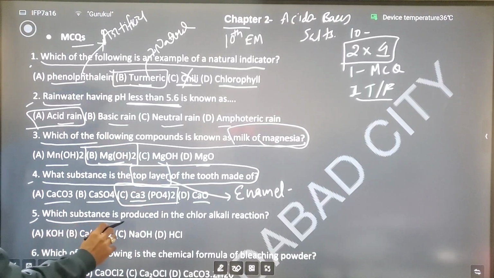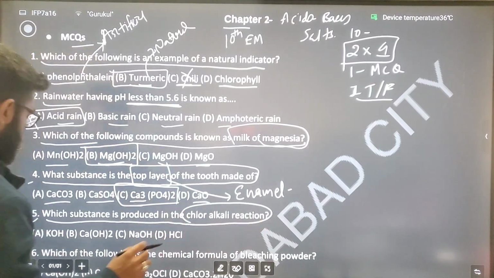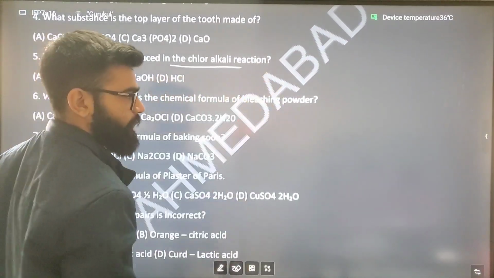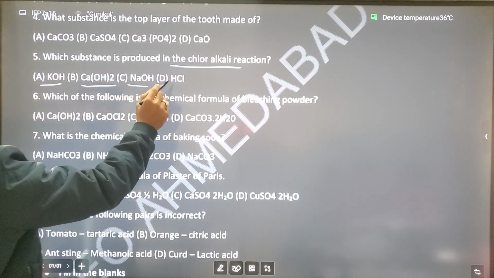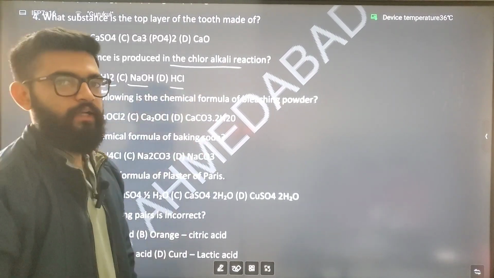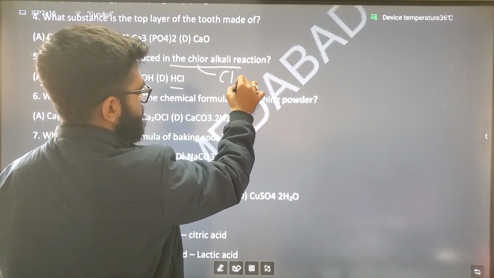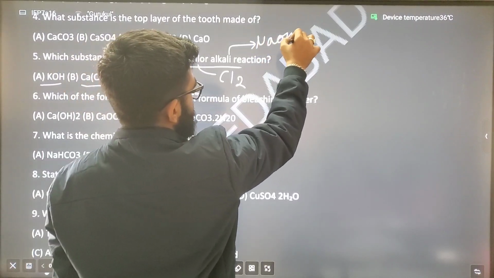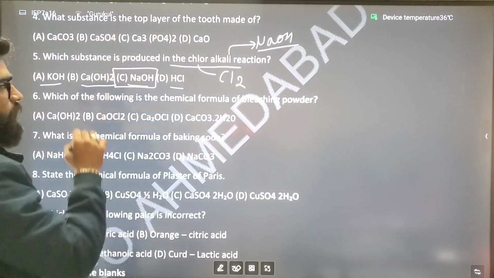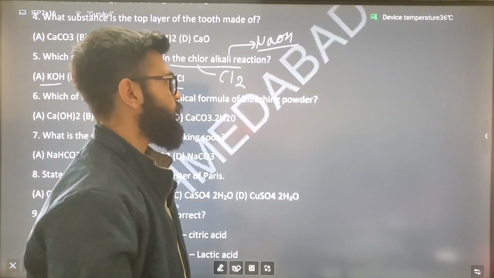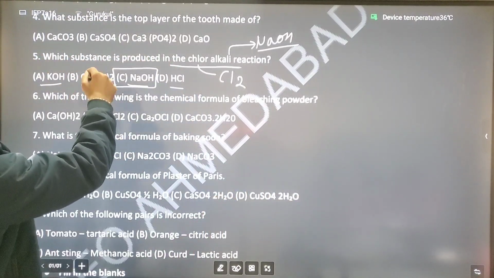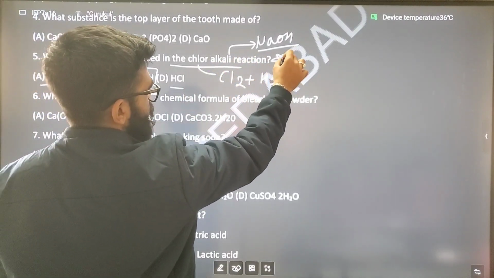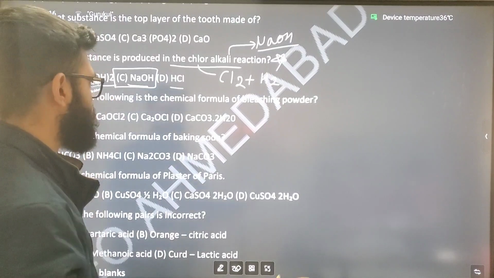Number 5, which substance is produced in the chlor-alkali reaction? KOH, Ca(OH)2, NaOH or HCl. If you know the chlor-alkali reaction, chlor means chlorine, alkali means base which is soluble in water, which means sodium hydroxide is a base. So the answer is sodium hydroxide. From the chlor-alkali reaction you are getting sodium hydroxide. If the question is which substances are produced, you can say NaOH plus Cl2 plus H2. One of the most important reactions for this year is the chlor-alkali reaction with diagram.